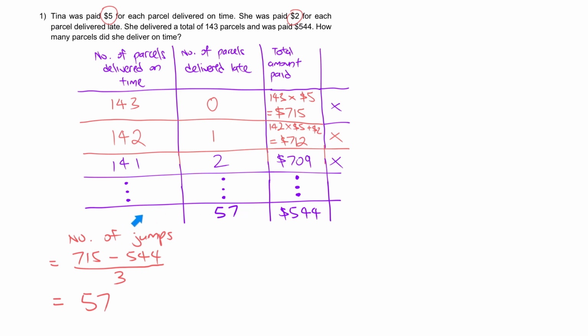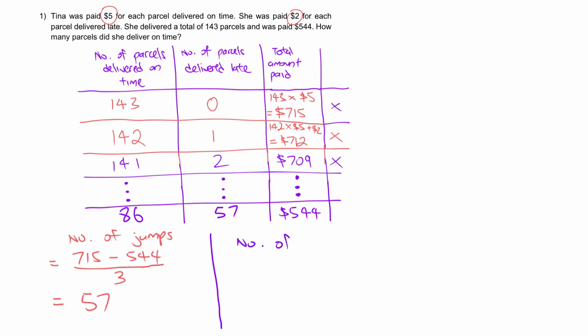What is the number here? It would be 86. Okay, let me double check. Is it 86? 80 plus 50 is 130 plus 13, 143. Yep. So what is the answer here? How many parcels did she deliver on time? 86. Okay, so I just need to write out the final step.